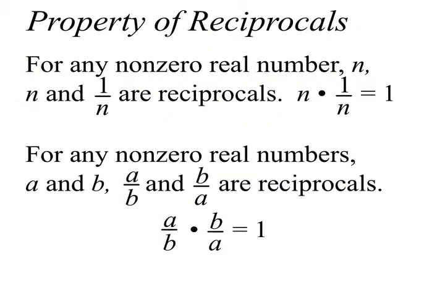Here is the property of reciprocals. For any non-zero real number n, n and 1 over n are reciprocals. n times 1 over n is equal to 1. For any non-zero real numbers a and b, a over b and b over a are reciprocals. a over b times b over a is equal to 1.